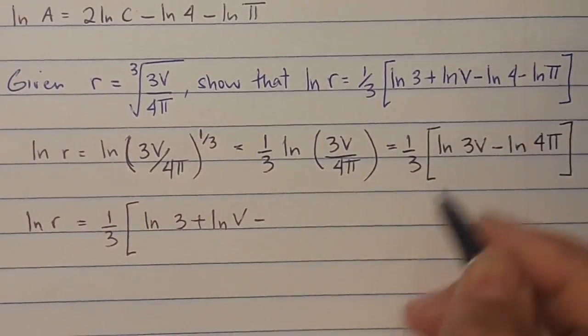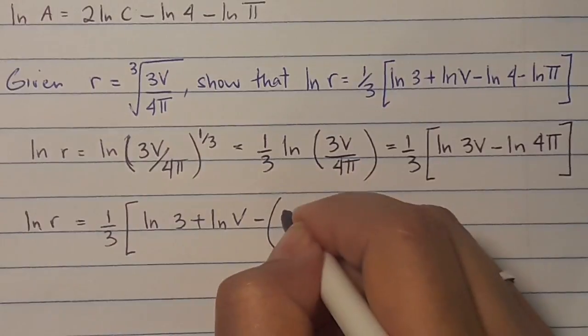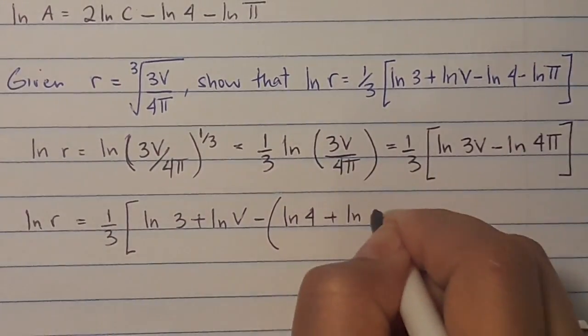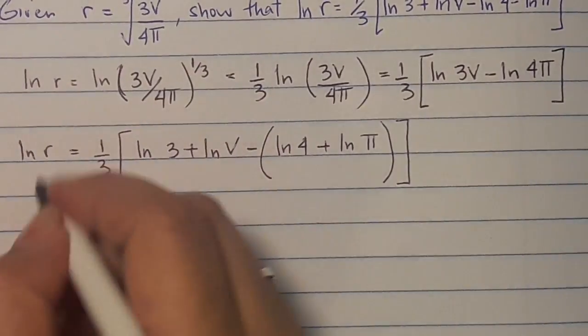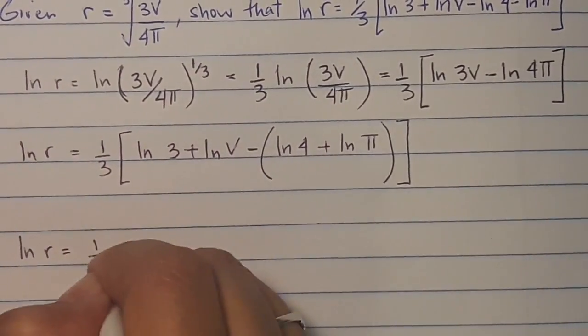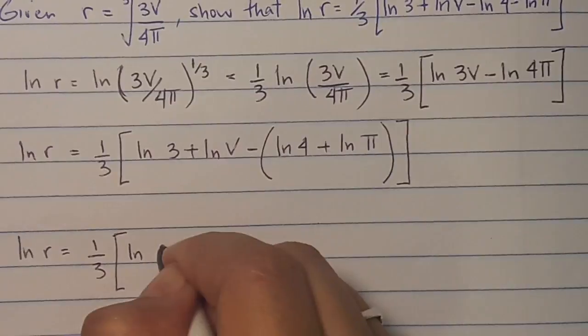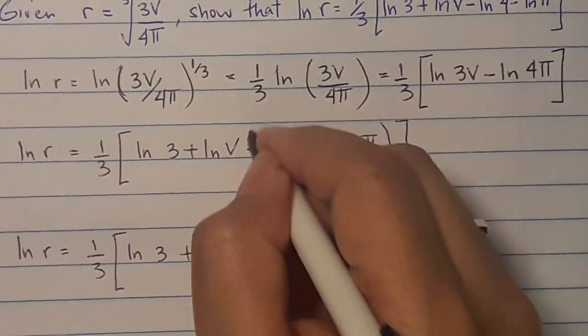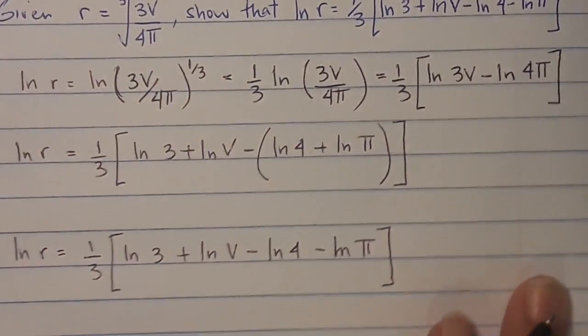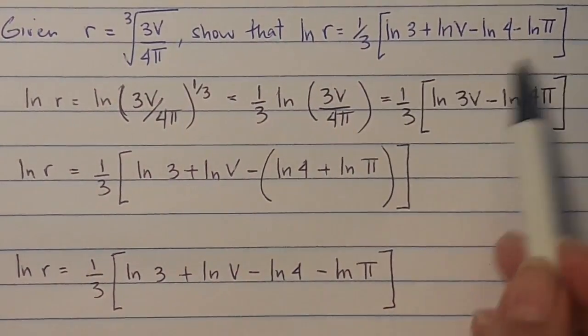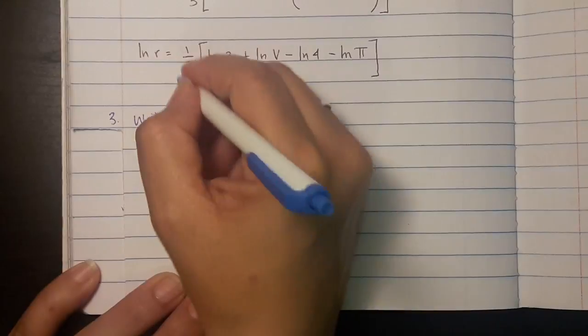So log of 3 plus log of v, minus, I'm going to put this in parentheses because when I separate it, it will change the last thing, because multiplication becomes addition. Now let's go ahead and simplify this a little bit more. So we've got 1/3 of log of 3 plus log of v, and then minus log of 4 minus log of pi. And I'm just going to check my answer to make sure it matches, and it does. So that's pretty much it, how you use properties.